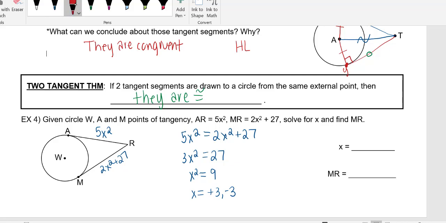We do want to test to make sure both of those solutions work. So when we plug this in, we get 5 times 3 squared, which would be 45. Same thing in this bottom, 2 times 3 squared plus 27, 45. When we plug in that negative value, when we take that negative 3 and square it, negative 3 times negative 3 is 9. So both of those solutions for x work, and we can conclude that MR has that single length of 45.